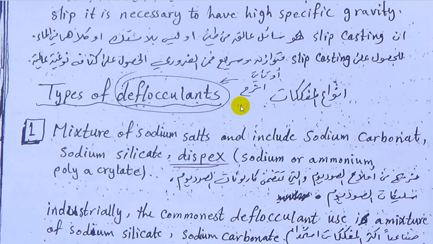The types of deflocculants. A mixture of sodium salts, comprising sodium carbonate as well as sodium silicates, or sodium or ammonium polyacrylate, known as Dispex. Dispex can be considered a type of deflocculant, characterized by the high content of sodium or ammonium polyacrylate, as you can see.